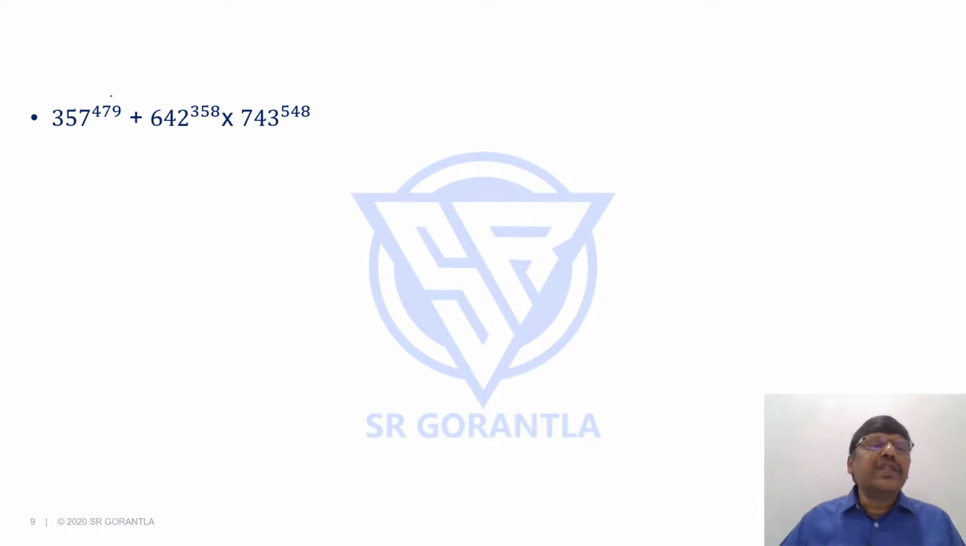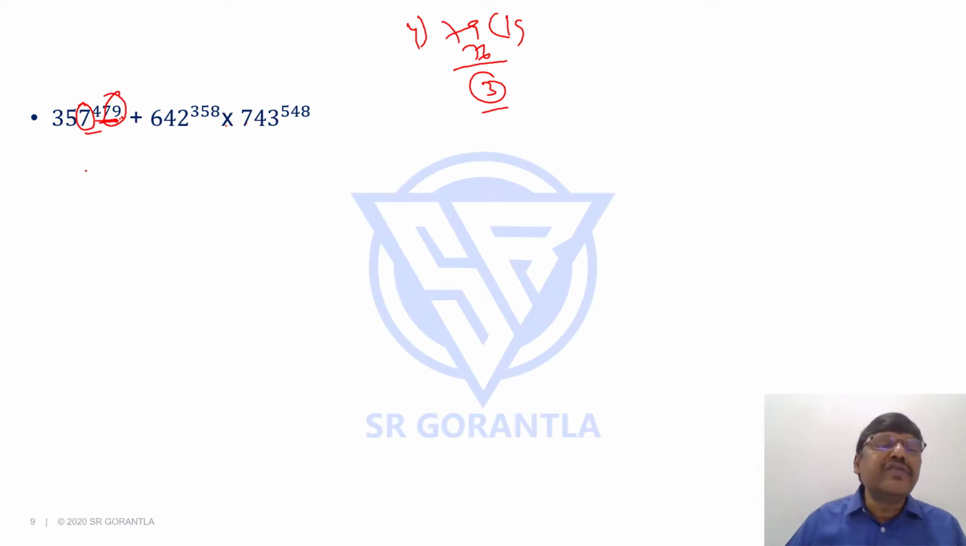357 whole power 479 plus 642 whole power 358 into 743 whole power 548. Students, 7 means what should I do? I should divide the power by 4. 479 means I should only take the last two digits. 79 divided by 4, what is the remainder? Means you can check, 4 19s are 76, remainder is 3. So 7 cubed, what is 7 cubed's unit place?